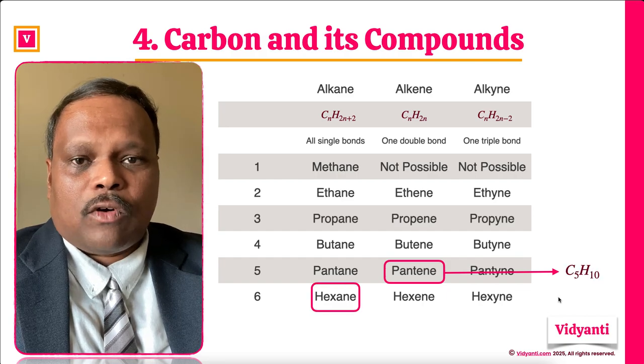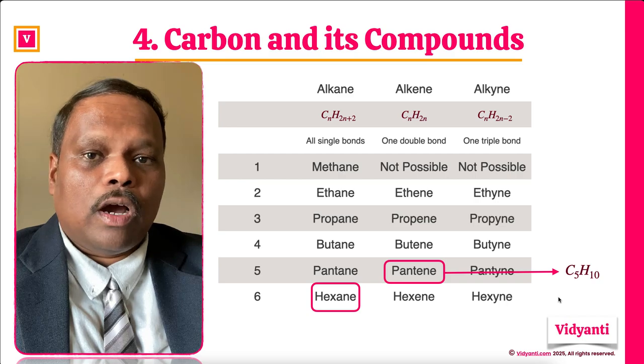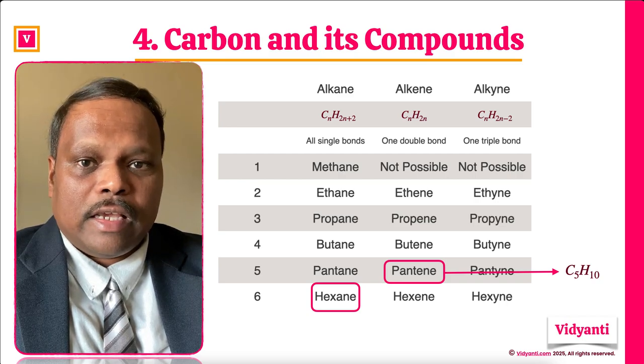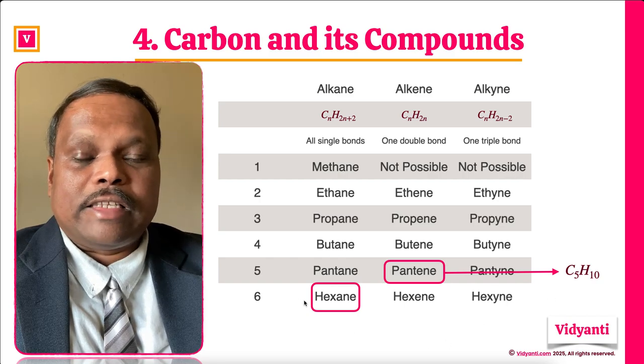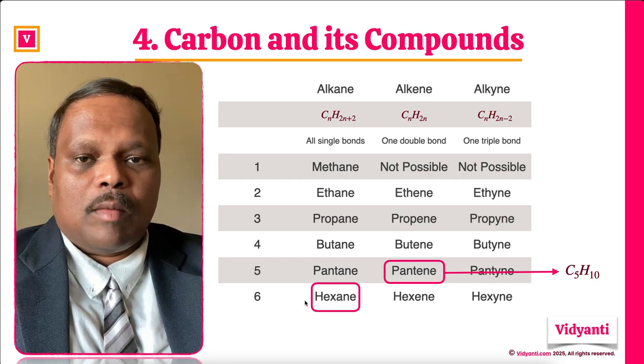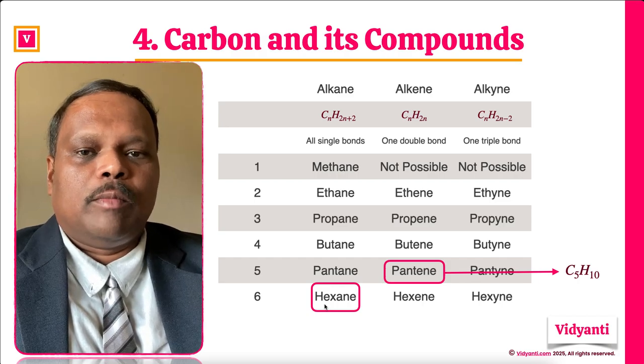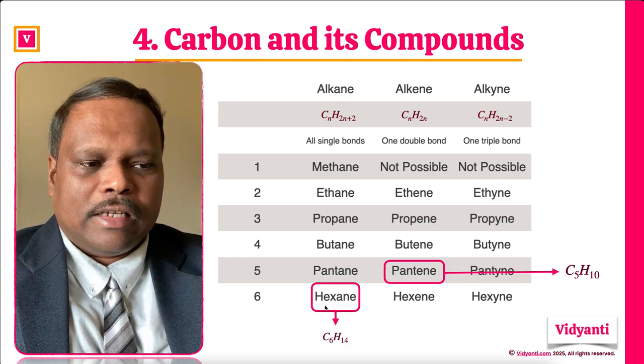Let's repeat that for hexane. Hexane belongs to the alkane homologous series. It will be CnH twice n plus 2. Since it is hex, it will be 6 carbon atoms. So twice of 6 is 12, plus 2 will be 14. So the formula for hexane will be C6H14.